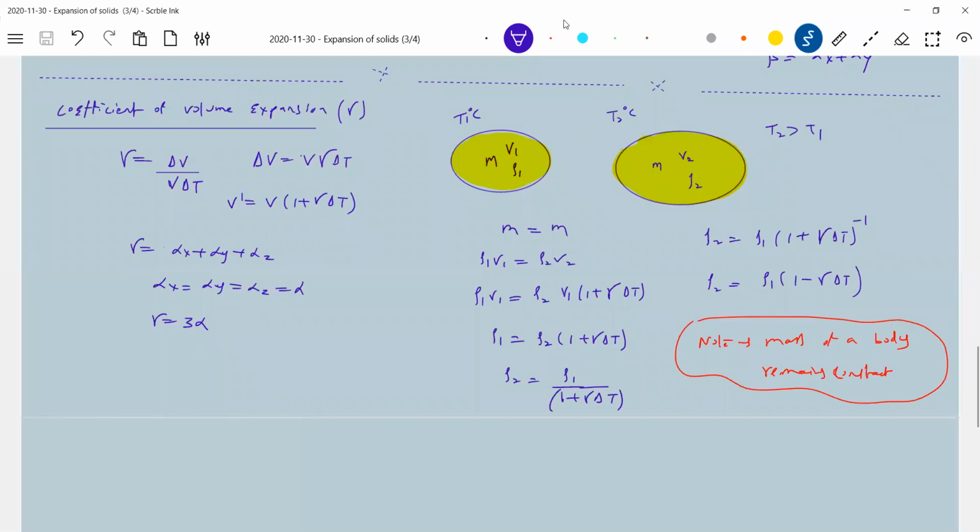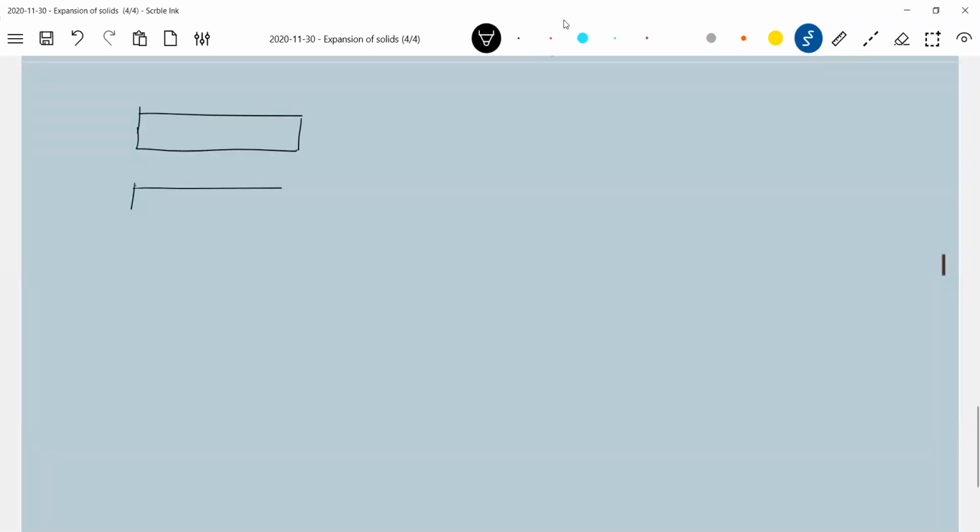So you have to pick up numericals of different kinds. Okay, let's start with some basic numericals. Let there be two rods. This one has a length L1. These are two different rods.